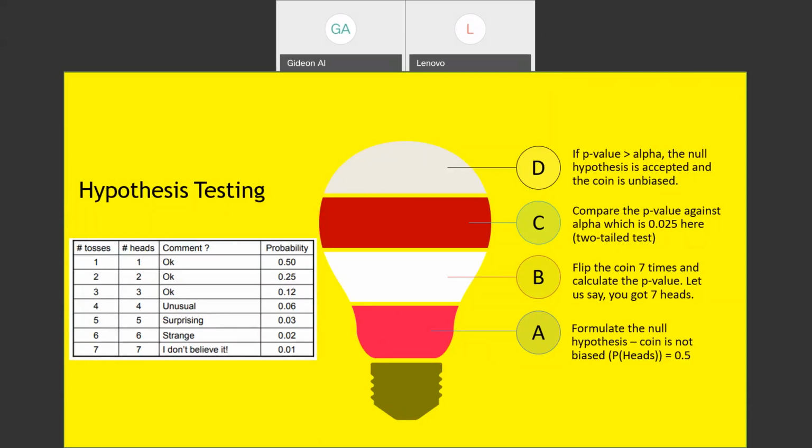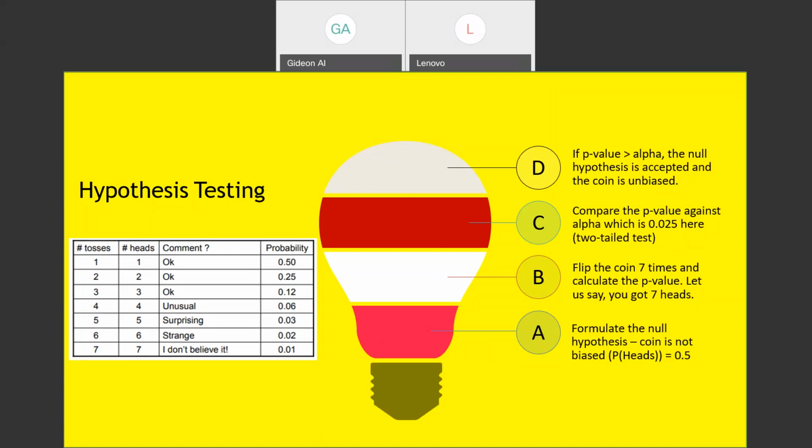Now, let us say you ask the other person to conduct an experiment. You tell the other person, flip the coin 7 times and tell me how many times you got heads. So that person is going to flip the coin 7 times, right? And he says he got 7 heads. All 7 times he got heads. Then you calculate the p-value.